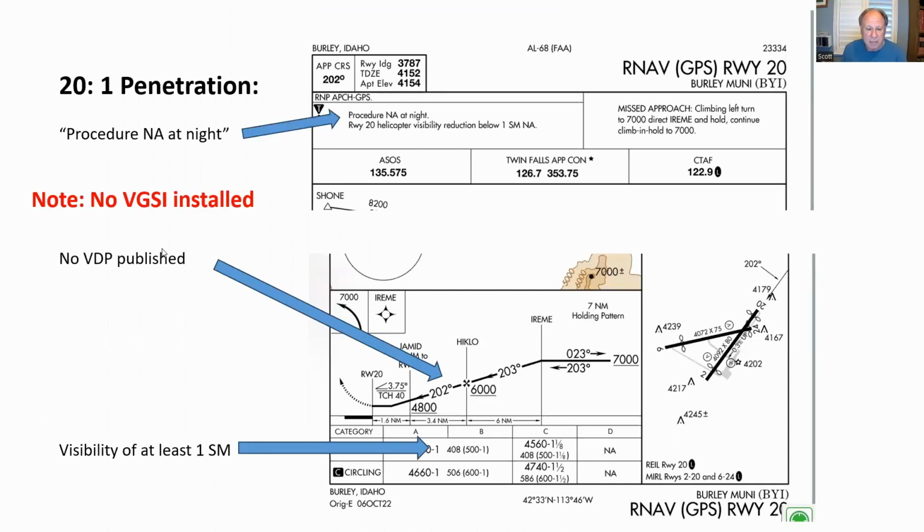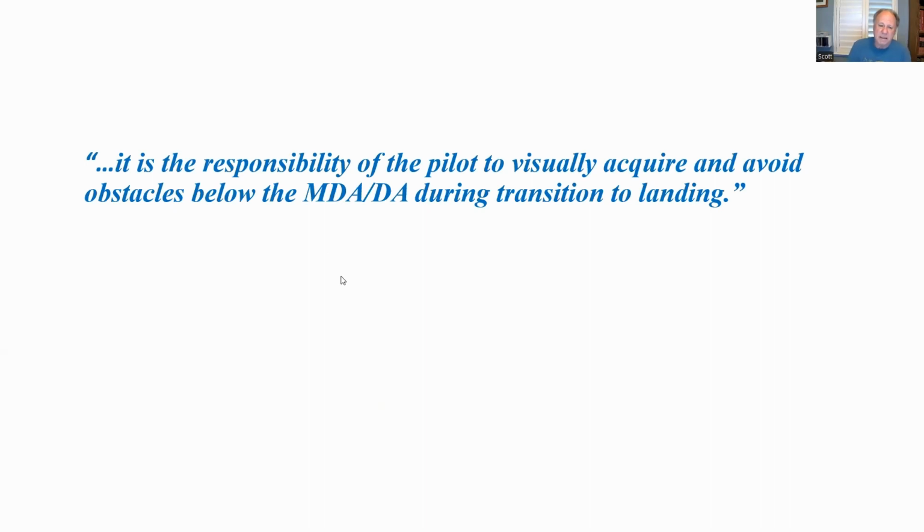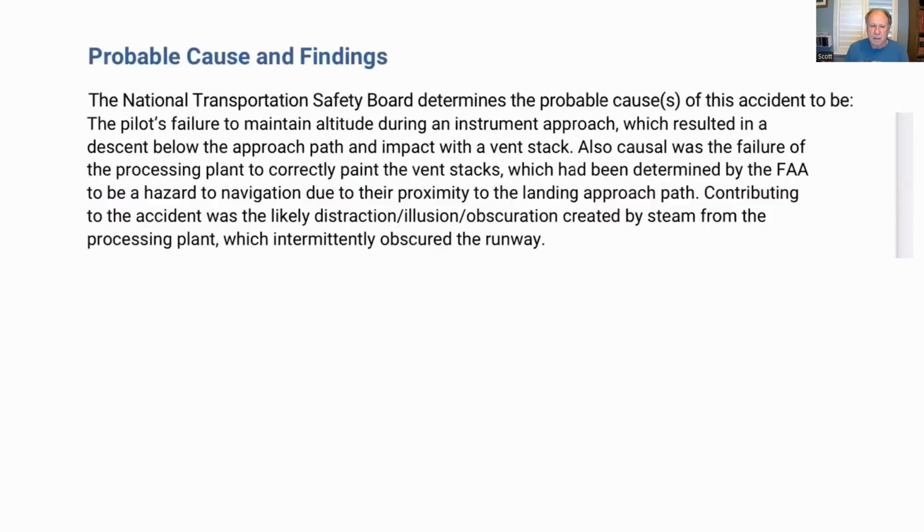Like I said, there's actually another 20 to 1 penetration closer to the runway. The furthest inbound stack is probably the 20 to 1 penetrator that causes the approach to be the way it is. But nonetheless, it remains the responsibility of the pilot to visually acquire and avoid obstacles below the MDA during transition to landing. The NTSB came up with this probable cause in the report they issued yesterday. The first sentence states, the probable cause of the accident is the pilot's failure to maintain altitude during an instrument approach, which resulted in a descent below the approach path and impact with the vent stack.